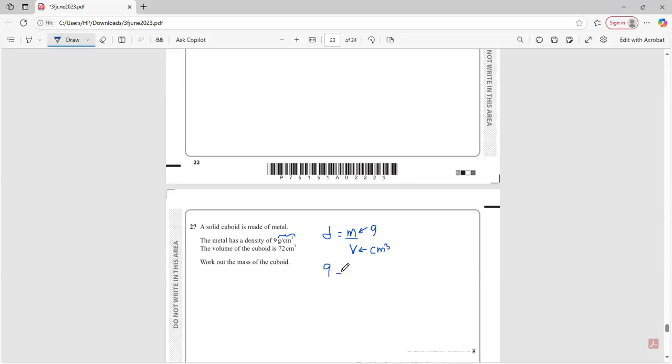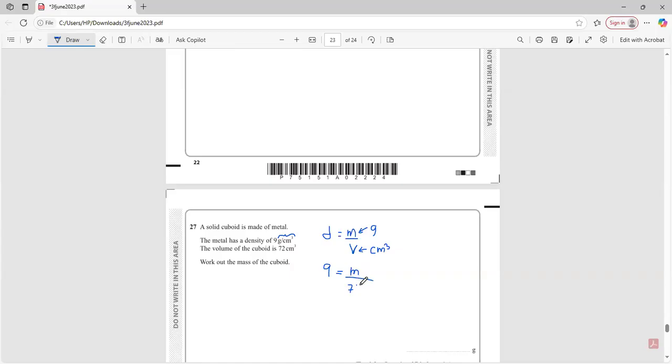That's the subject of the formula. 9 equals mass, we don't know. So we're going to represent mass by letter M. Just leave it like that. And then the volume we know is 72 cubic centimeters.